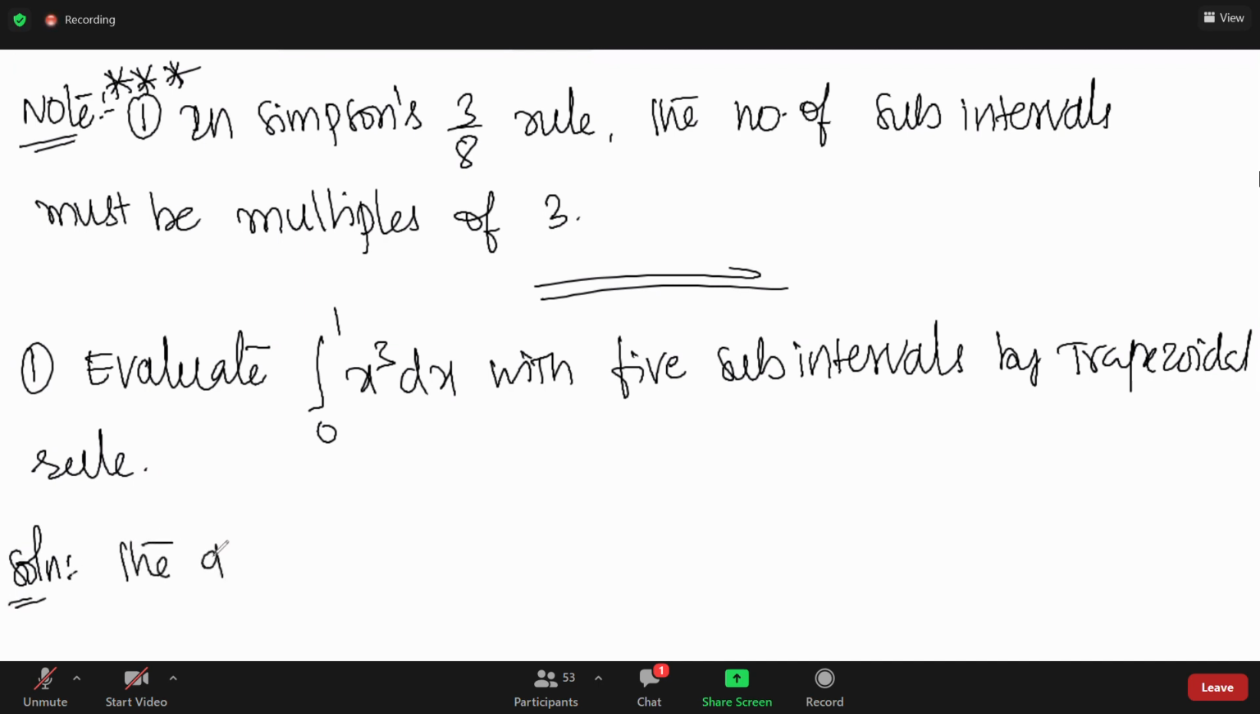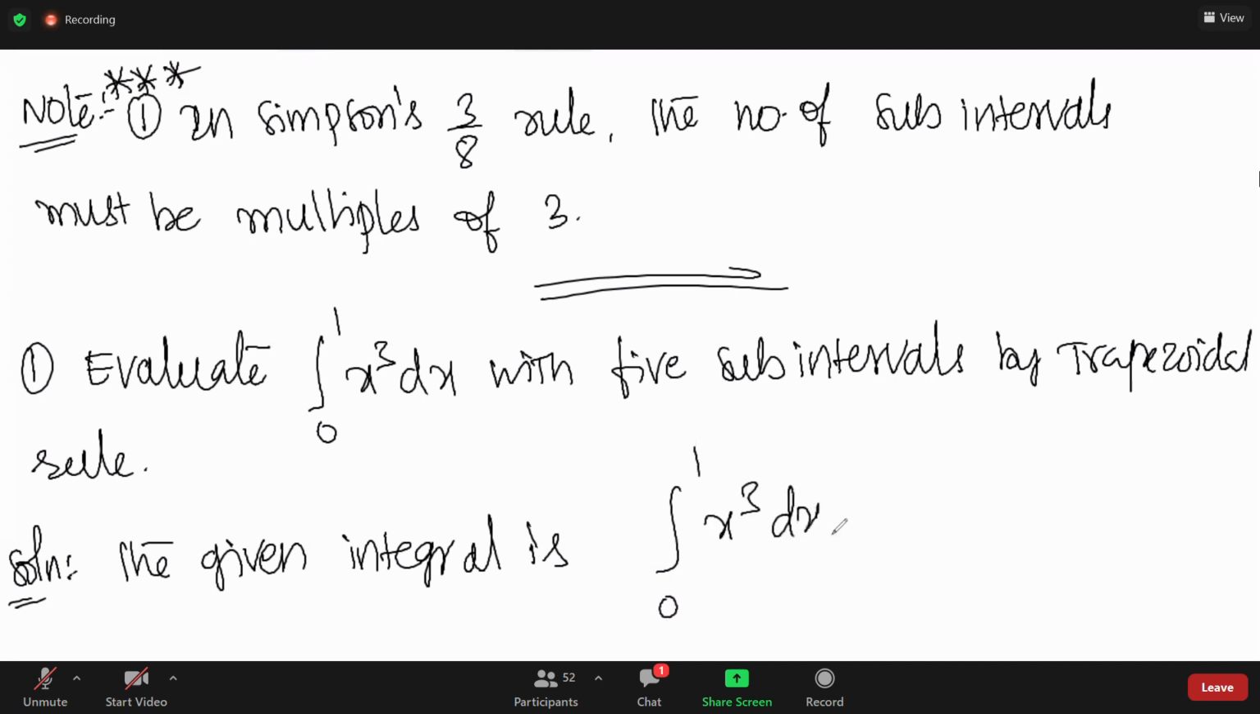The given integral is integration from 0 to 1 x cube dx. So here the function is given, which is a known function, that is x cube. So we have to construct the data. Sometimes the data is given, then we have to write it directly x0, x1, x2, y0, y1, y2, etc. So here first we have to construct data.